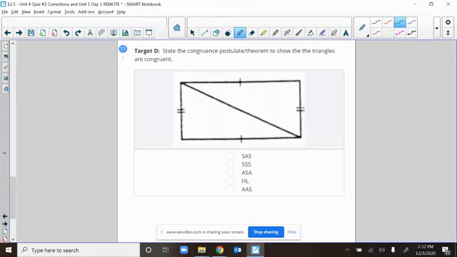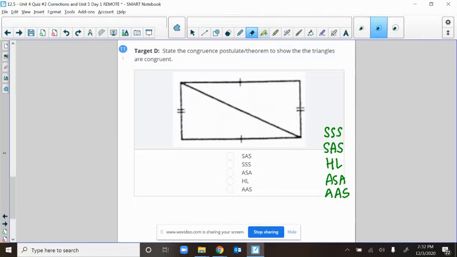Problem says state the congruence postulate or theorem to show that the triangles are congruent. So there are 5 different ways to prove triangles are congruent. Even though this is a multiple choice question, I still will list them out from my proof reason sheet. What are the 5 different ways to prove triangles congruent?